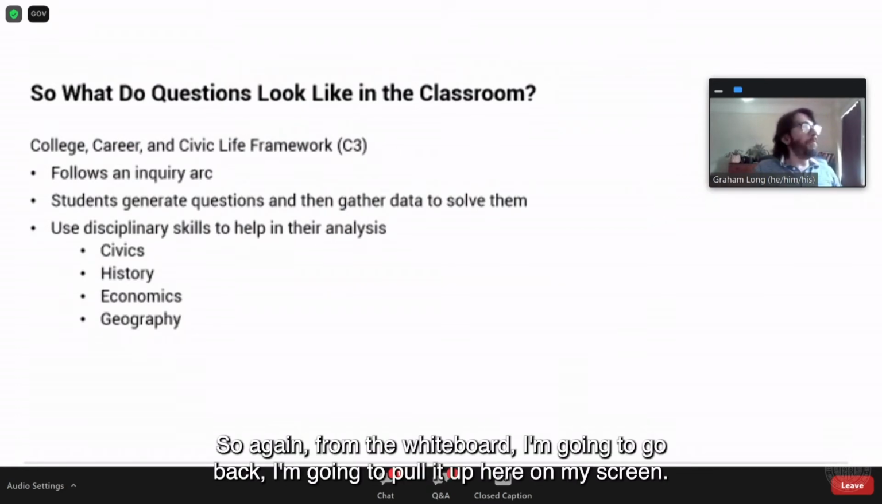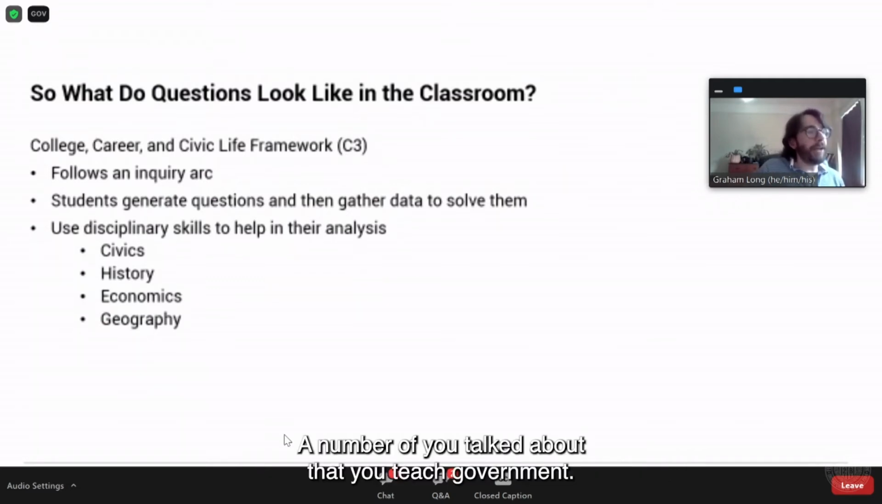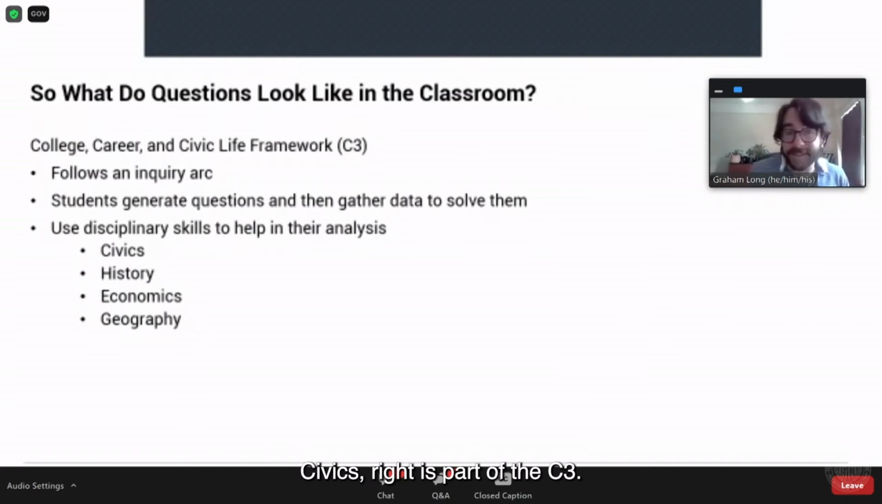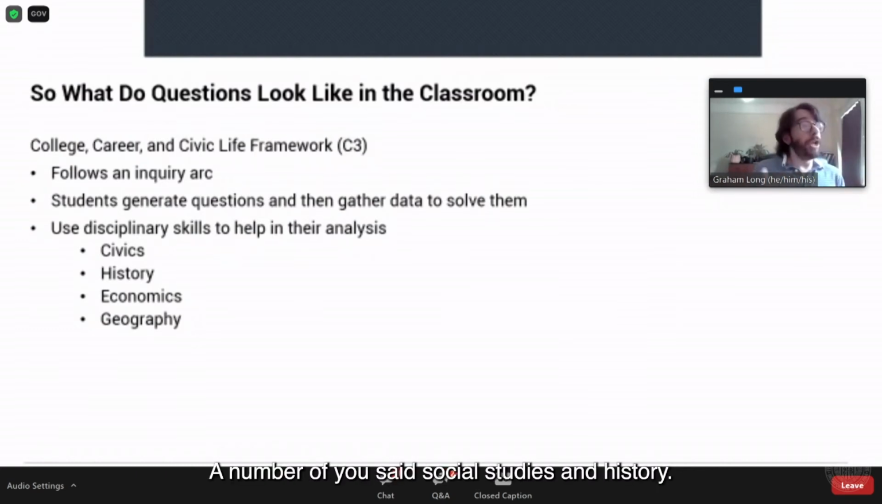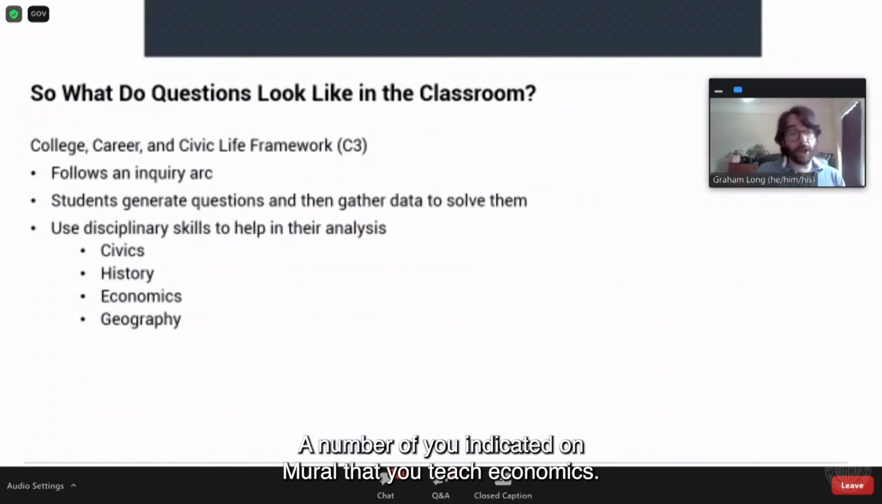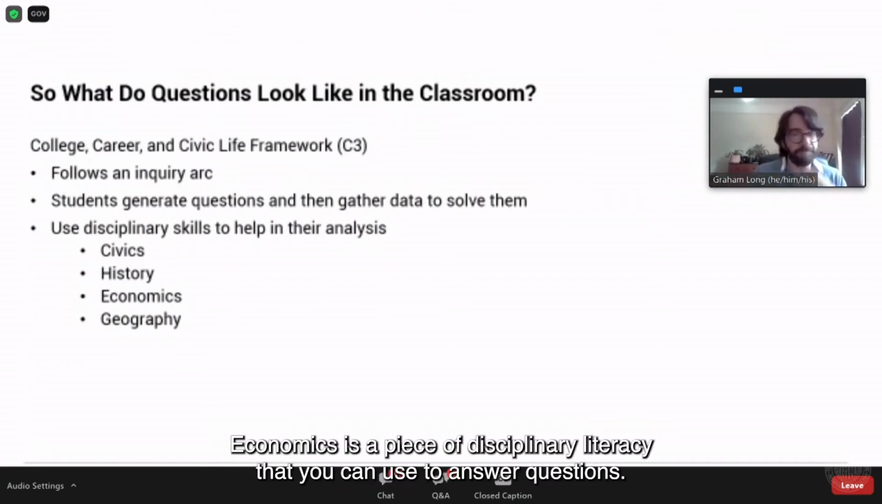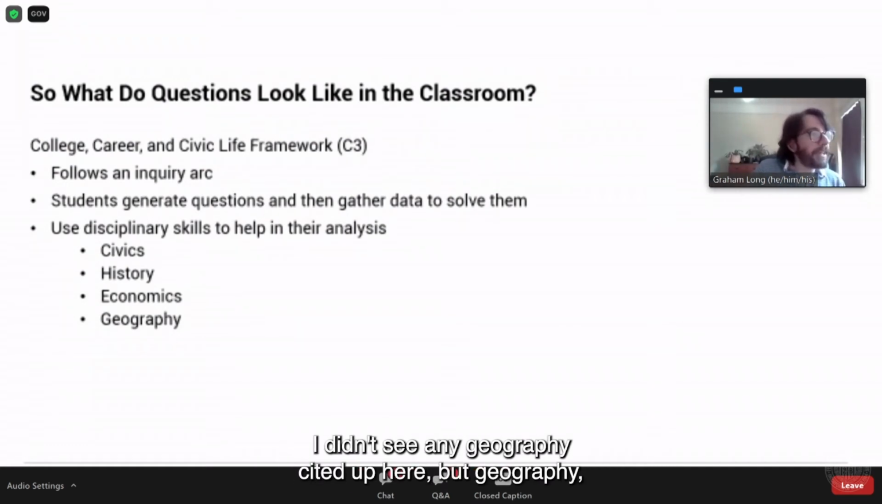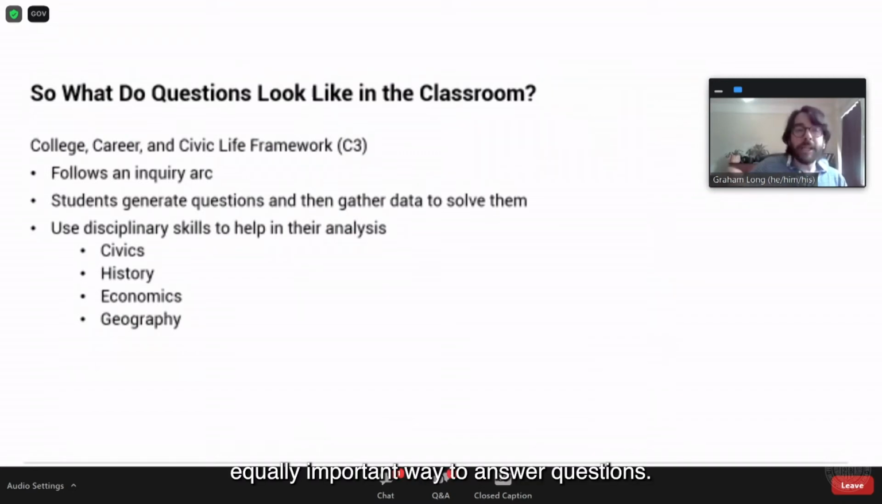So again, from the whiteboard, I'm going to pull it up here on my screen. A number of you talked about that you teach government. Civics, right, is part of the C3. A number of you said social studies and history. History is a disciplinary literacy that you can use to answer questions. A number of you indicated on Mural that you teach economics. Economics is a piece of disciplinary literacy that you can use to answer questions. I didn't see any geography cited up here, but geography is an equally important way to answer questions.